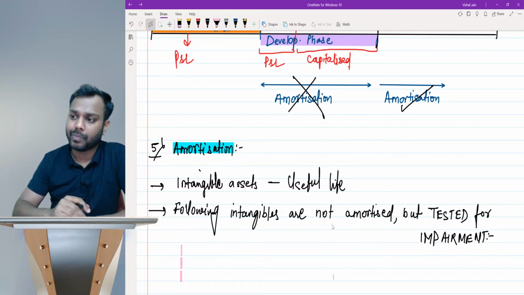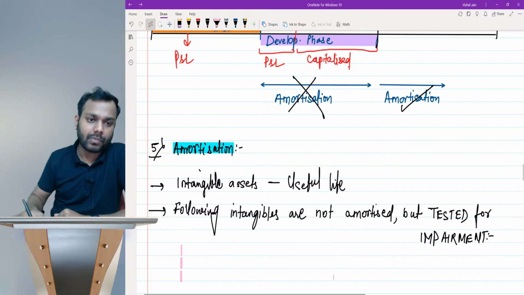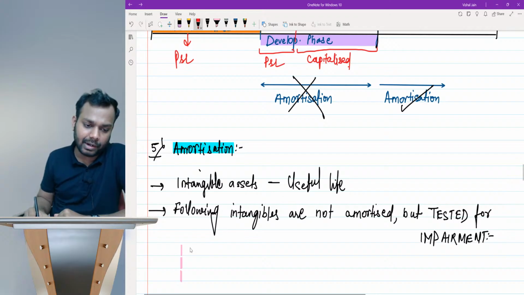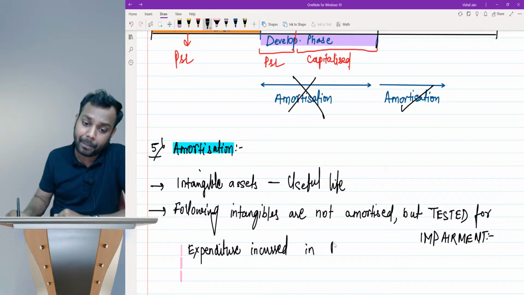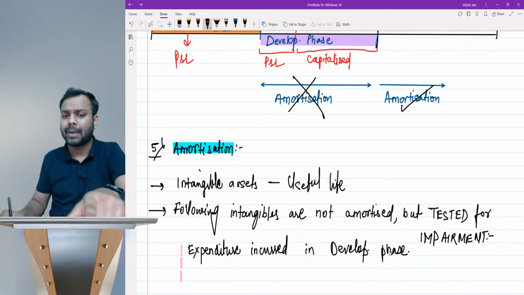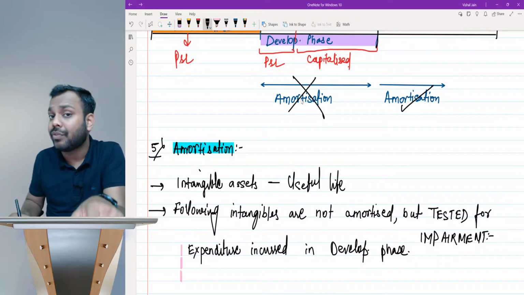Can you name them? Can anyone name them? First and foremost is development, or I'll write here, expenditure incurred in development phase. Right? They are not amortized. See, just now I told, right? They are not amortized, but they are definitely tested for impairment.